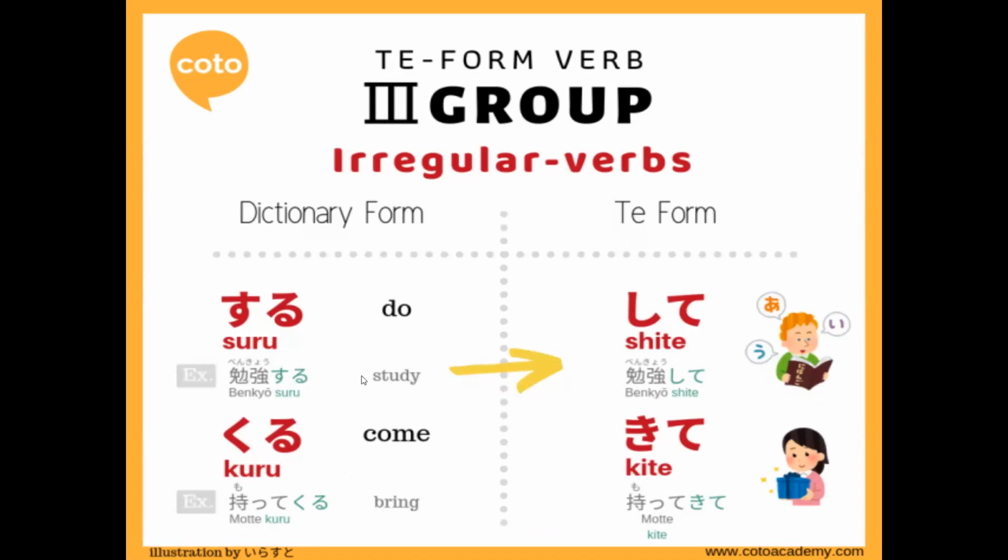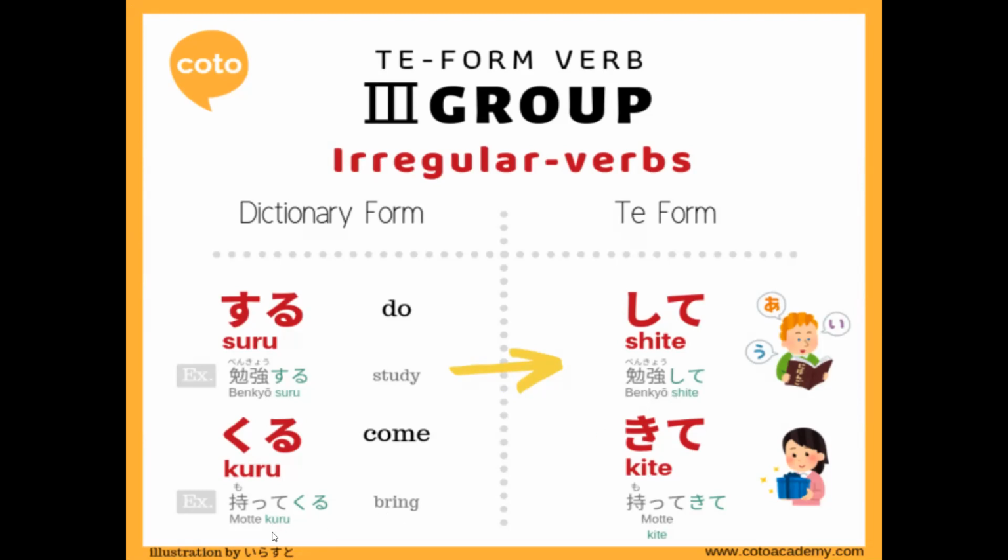Let us say you are studying, or to study is benkyo. And since that's somehow to do studying, or studying as an action, you add suru to that. So benkyo suru. So you replace suru with te. So benkyo suru becomes benkyo shite. Please study Nihongo. Nihongo benkyo shite kudasai. Or I am studying, benkyo shite imasu.